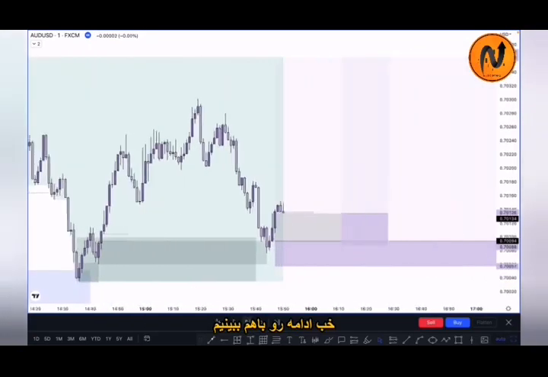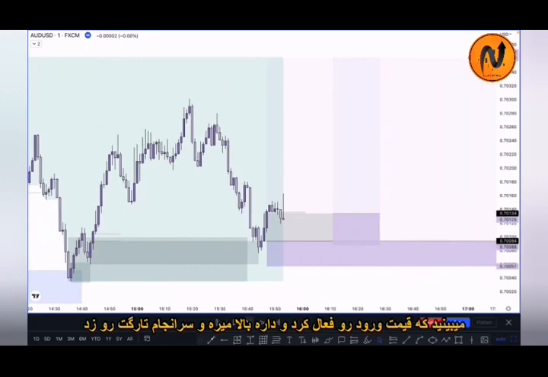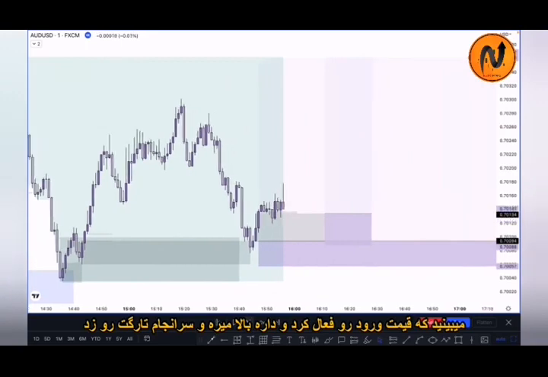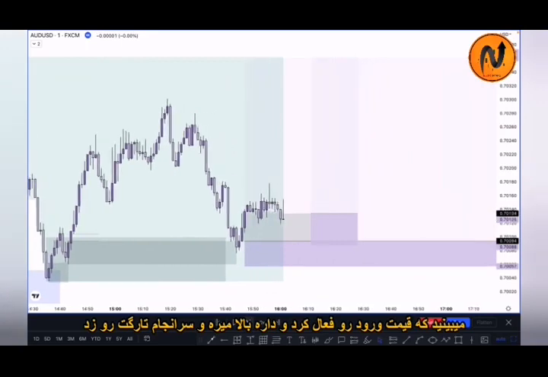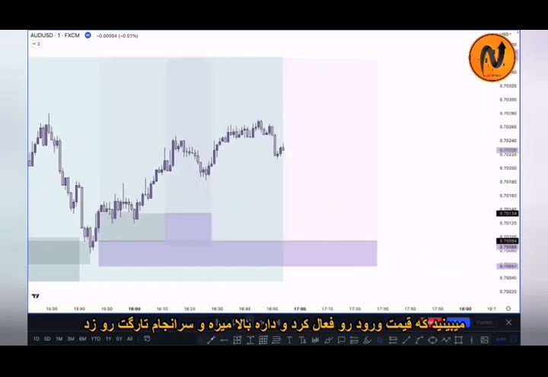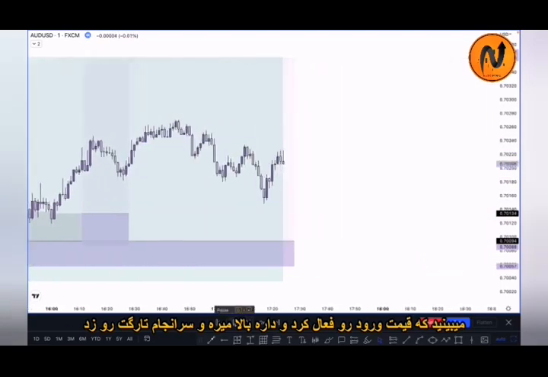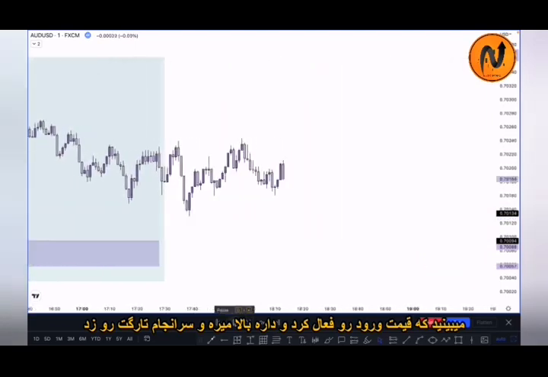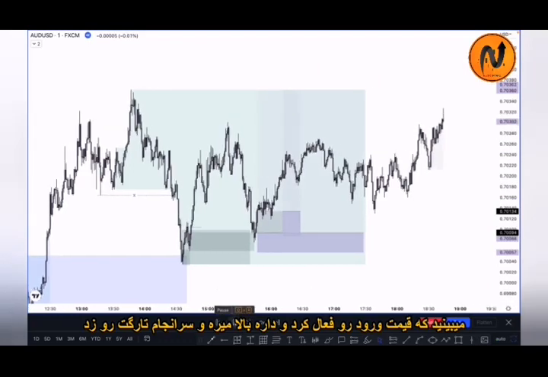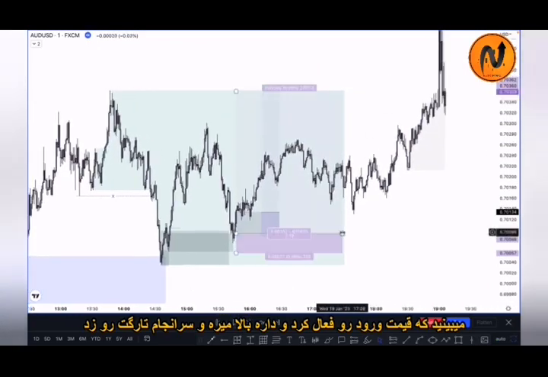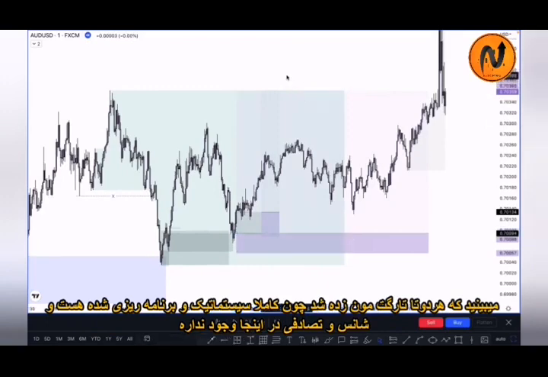Okay, finally the market mitigated this order block, and then what happened here? The market continued going higher high. All right, let's see. Nice, going good. The market is trying to go higher, continuing to the upside. So let's see what happened next. Finally, okay, nice. So this target is hit here, and this next target is also hit here. These two trades hit our target.